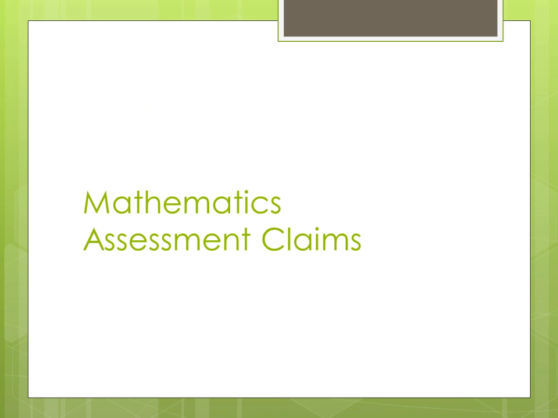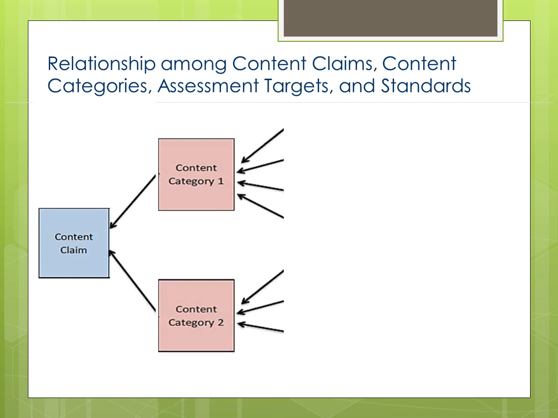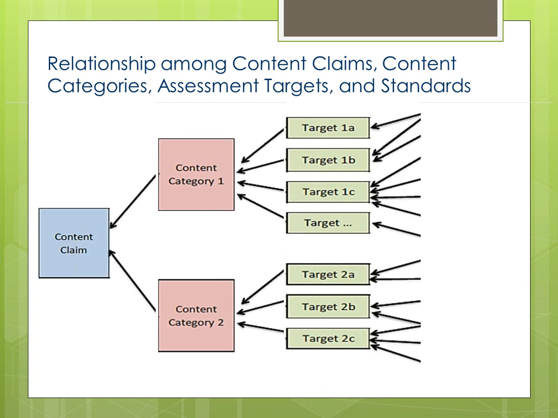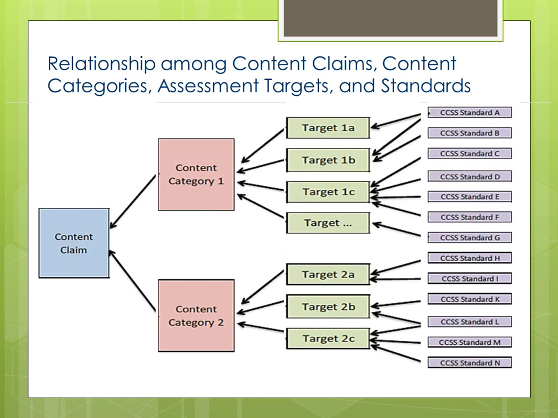So moving on, we're going to talk about the mathematics assessment claims. And just keep the terms we just reviewed in mind as we go through the content specifications. The content specifications will relate directly back to cluster headings, domain standards, and mathematical practices. So going back to our graphic, as we go through the content specifications, it actually goes in the reverse order. While the standards are the focus, the content specifications talk about the content claim first and then move on to the content category and the assessment target. And from there you'll see the relationship from the assessment target to the standard itself.